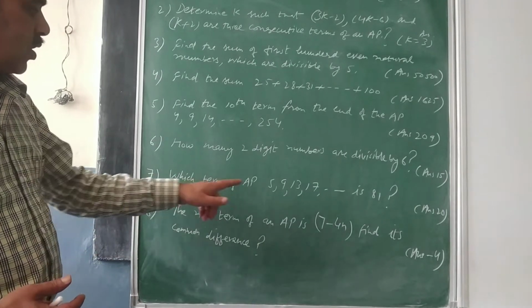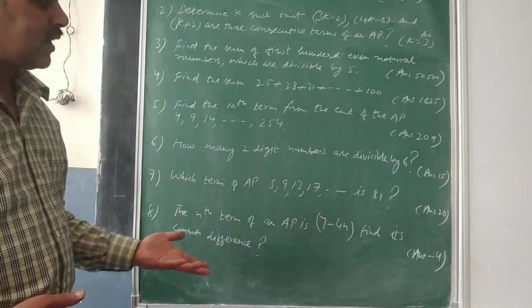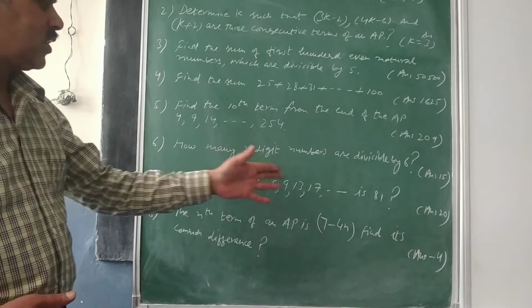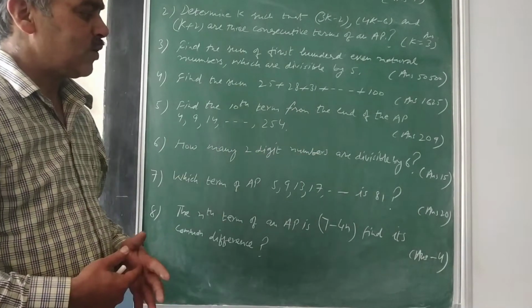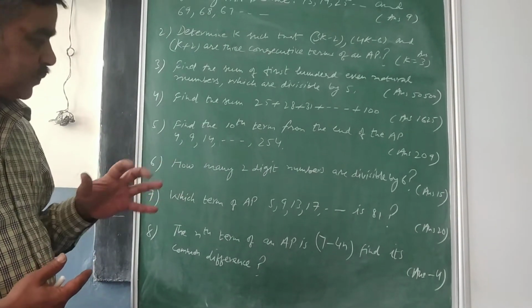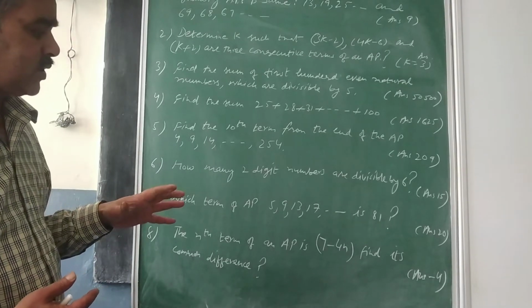Then you have, which term of the AP is 81? Let the nth term be 81. a is there, d is there, and determine the value of n by using an is equal to a plus n minus 1 into d.